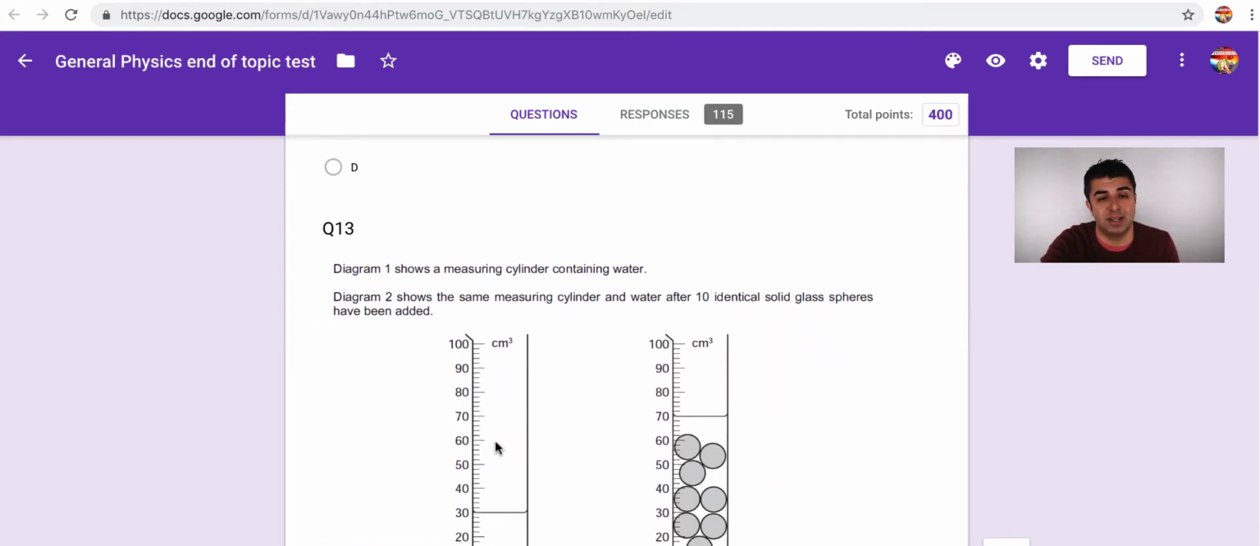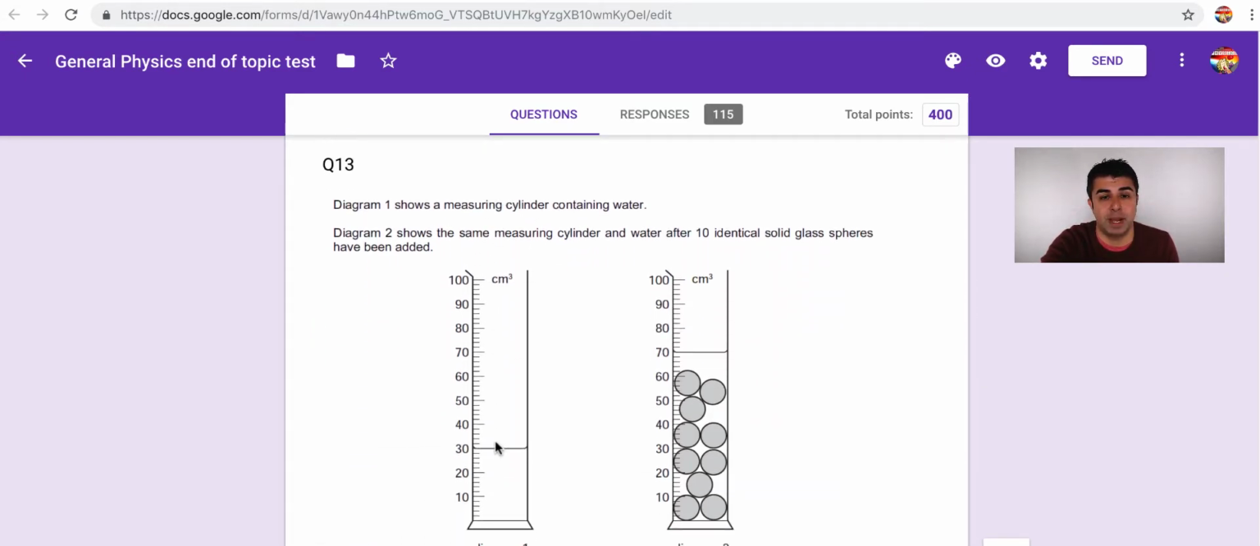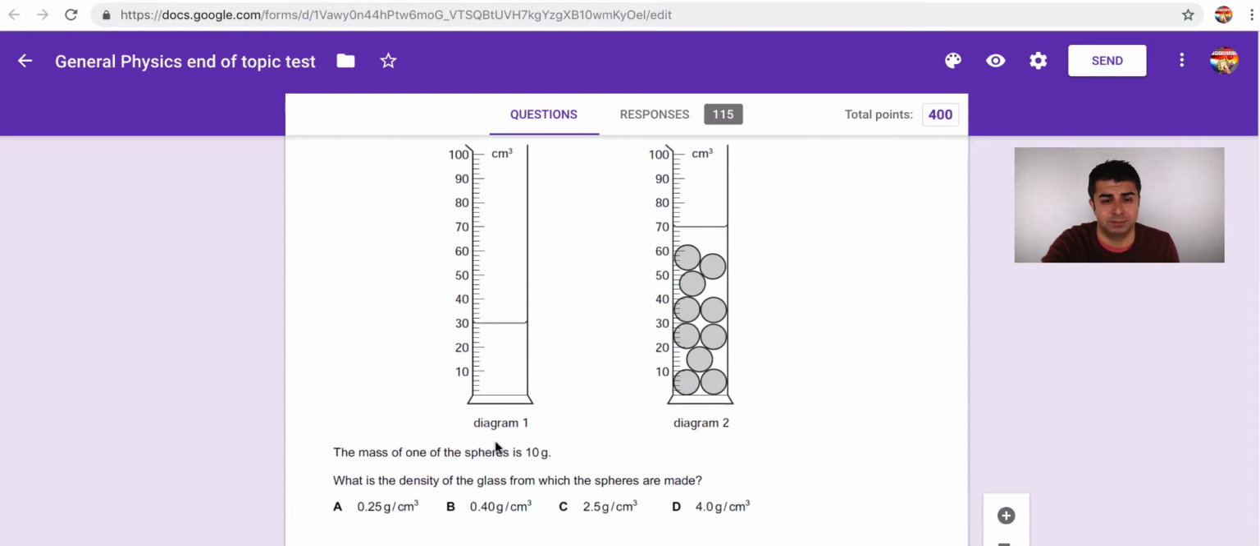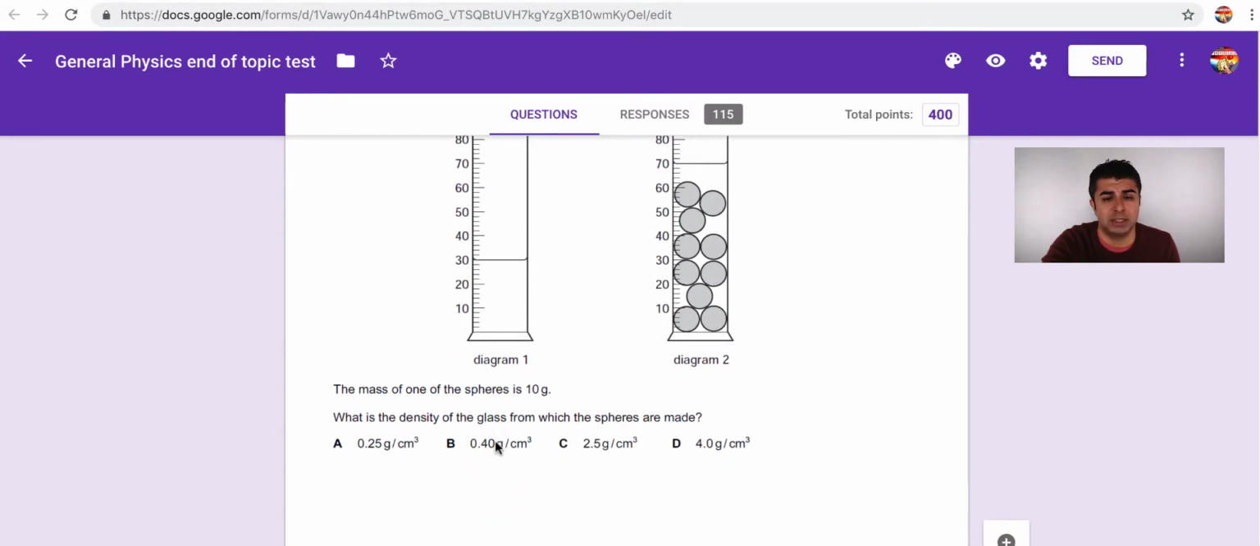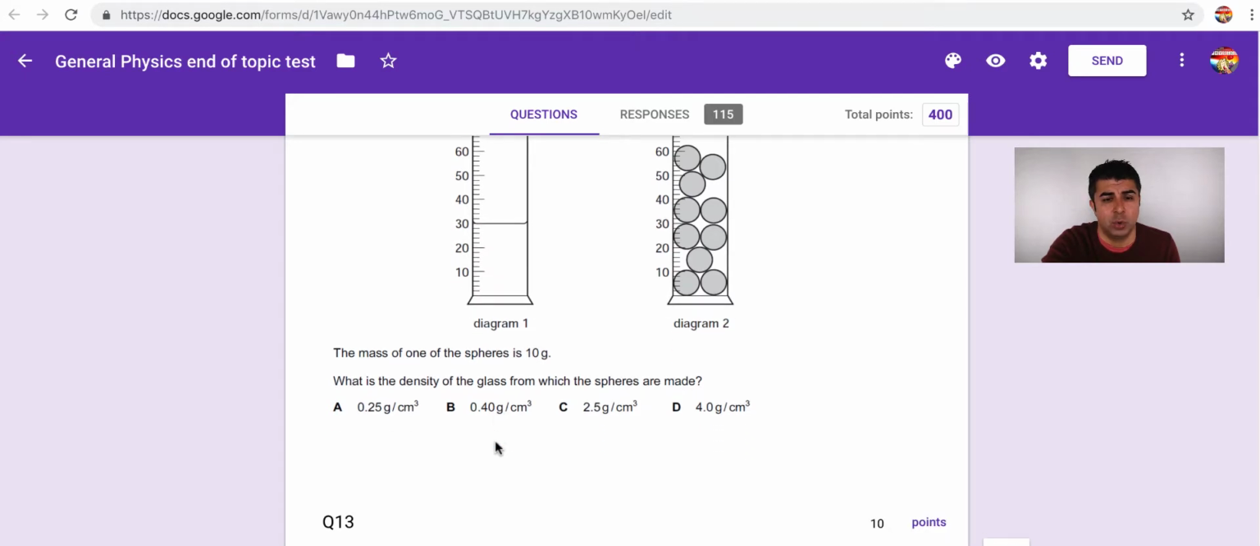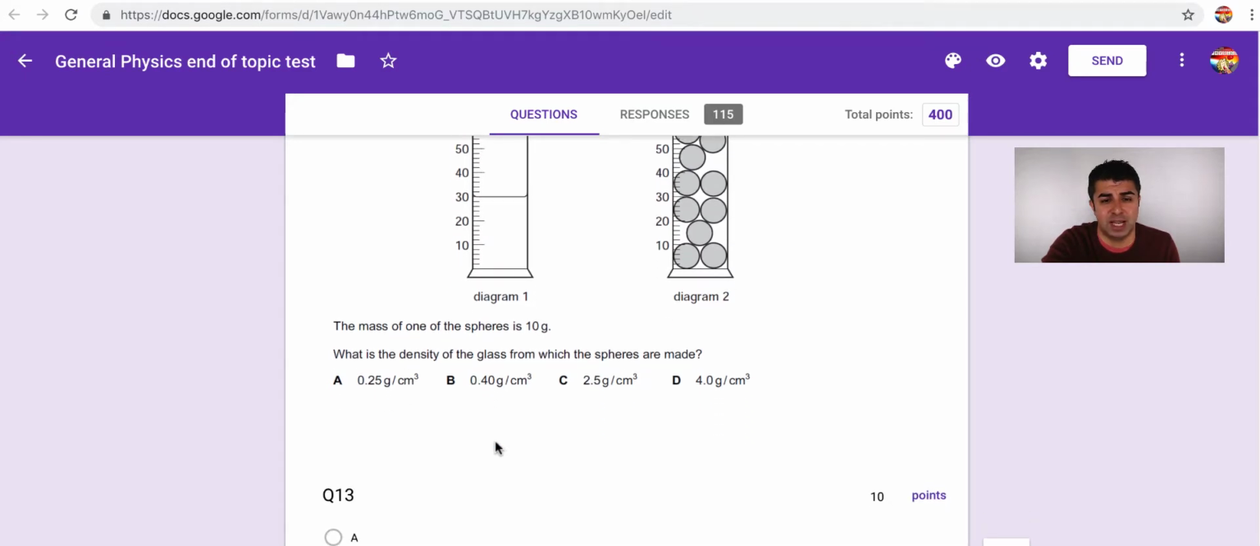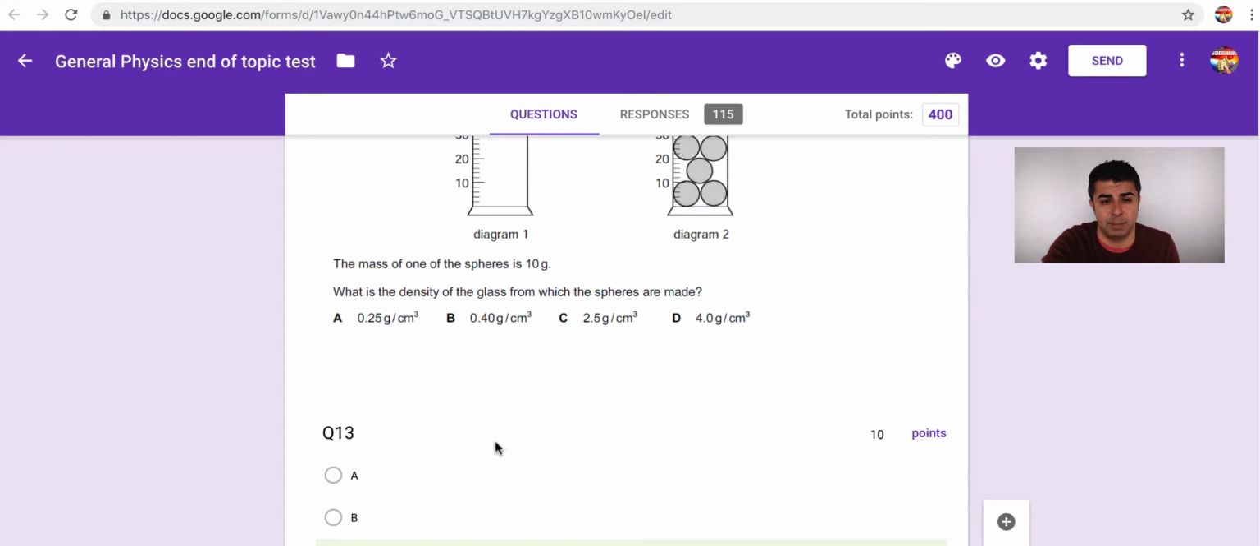Question number 13. Diagram 1 shows a measuring cylinder containing water. Diagram 2 shows the same measuring cylinder and the water after 10 identical solid glass spheres have been added. The mass of one of the spheres is 10 grams. What is the density of the glass from which the spheres are made?